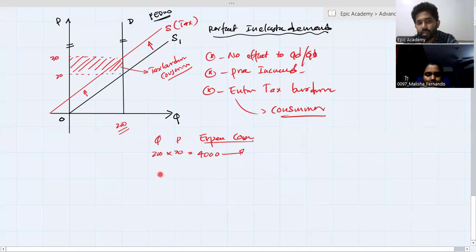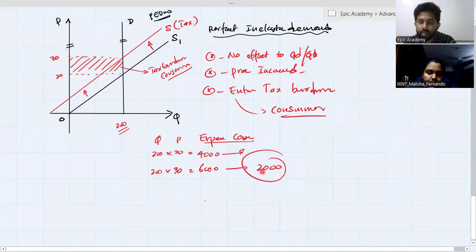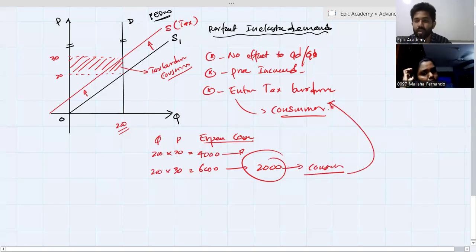So after enforcing the tax, there's no change in the quantity. Same amount, but the price increases to 30 rupees. Then 30 times 200 is 6,000. Now what will happen to the expenditure? It increases to 6,000, an increase of 2,000. This 2,000 is paid by the consumer, isn't it? That is why I say that the entire tax burden goes to the consumer.